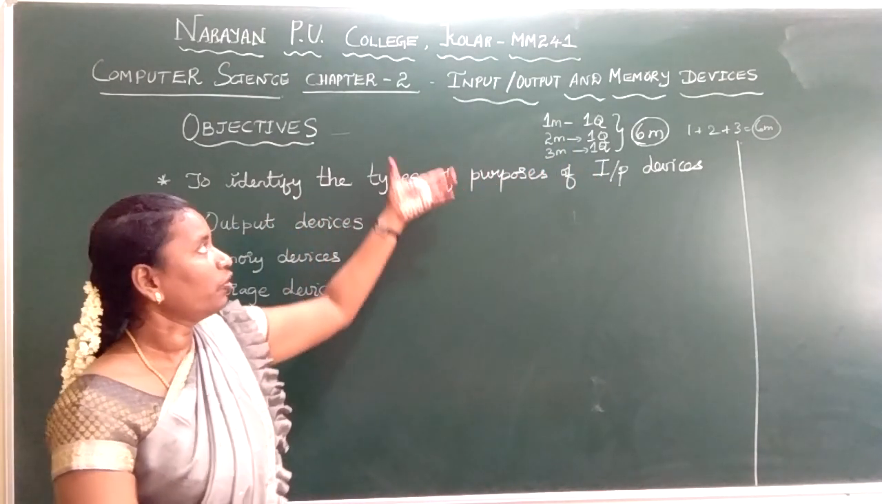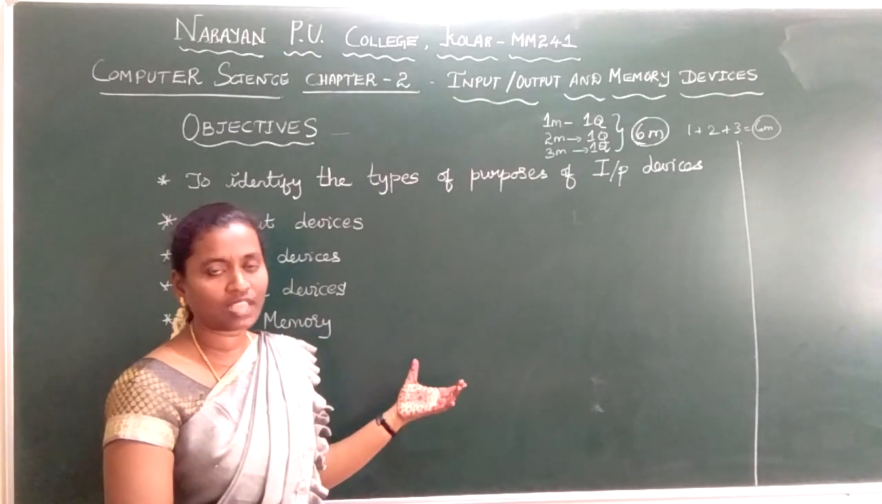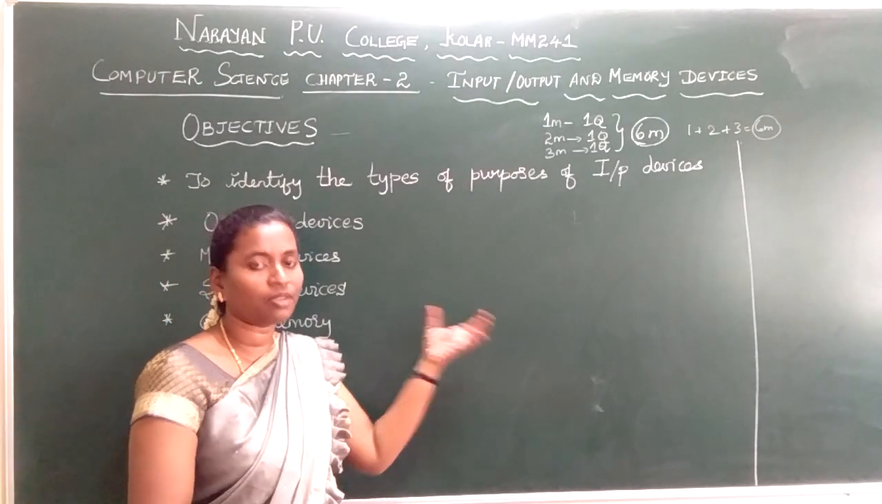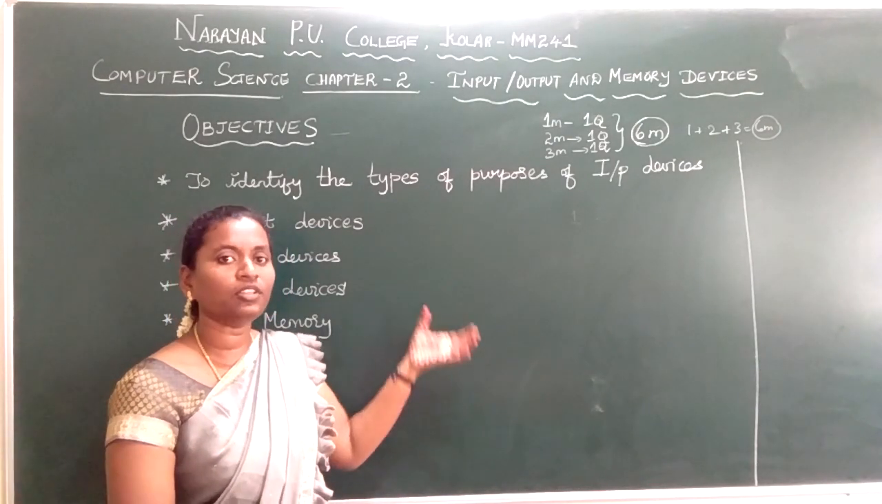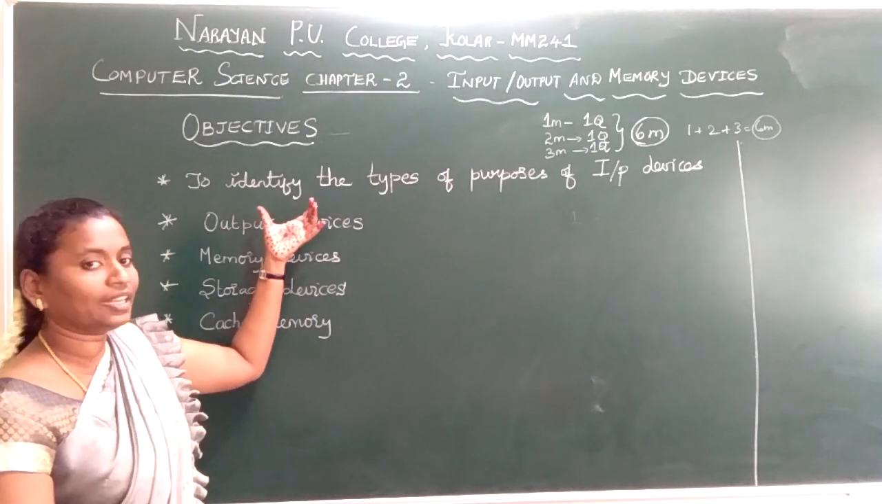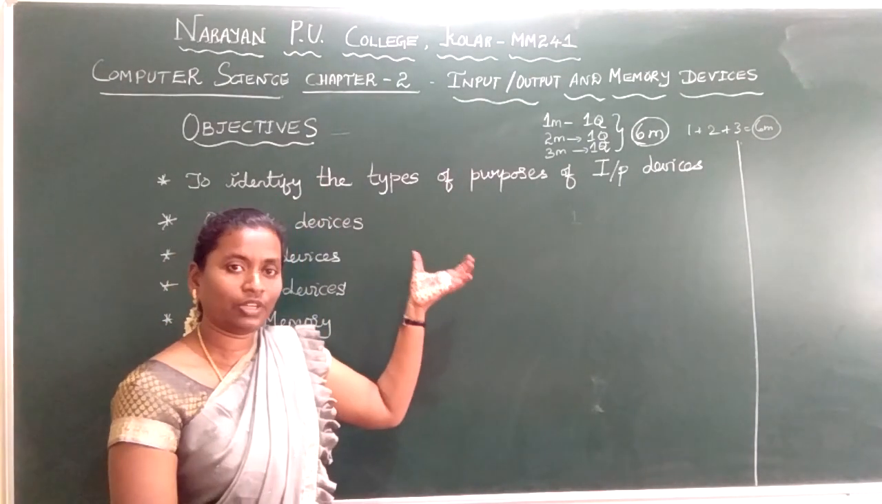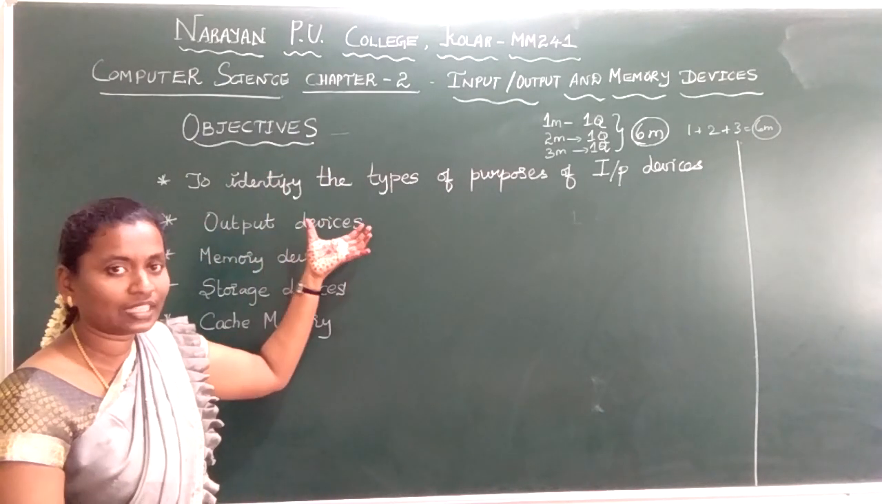So before getting into the chapter, I have given you the objectives. What are the objectives of this chapter? What is the outcome of this chapter? After going through this chapter, you should be aware of all these things. Any chapter or any lesson you take has an objective, isn't it? In technical terms, that is the outcome of the chapter.